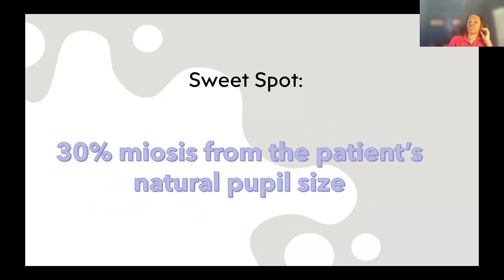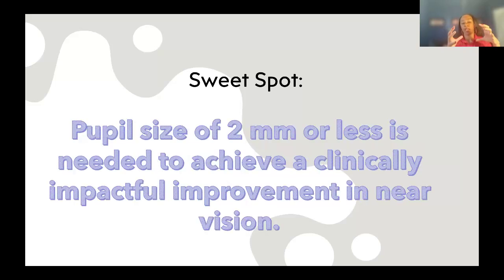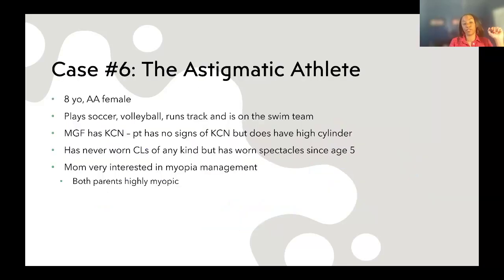I 100% agree. So, kind of segueing into what Greg was saying, the sweet spot is about 30% miosis from the patient's natural pupil size. And what we're wanting is 2 millimeters or less to achieve clinically impactful improvement in near vision. So that's kind of the benchmark that everyone's trying to achieve. So we'll see. The future is exciting.